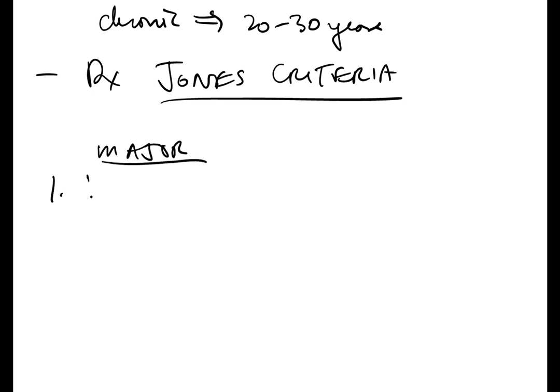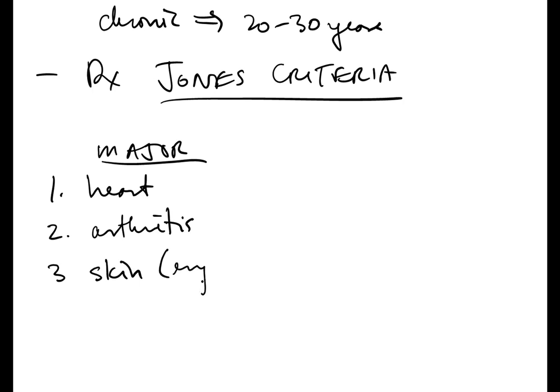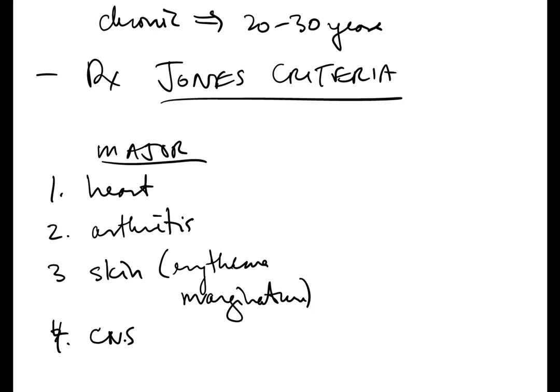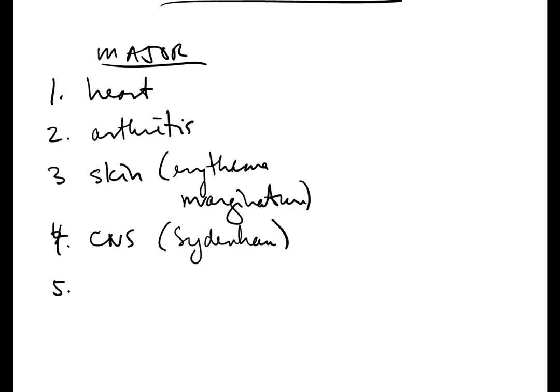The major criteria, which you should know, involve the heart, which can be an endocarditis, a myocarditis, and a pericarditis. It includes the arthritis, which involves multiple large joints. It involves the skin, which is going to be our erythema marginatum. It's going to involve the CNS, which is Sydenham chorea. And it's going to involve subcutaneous nodules.